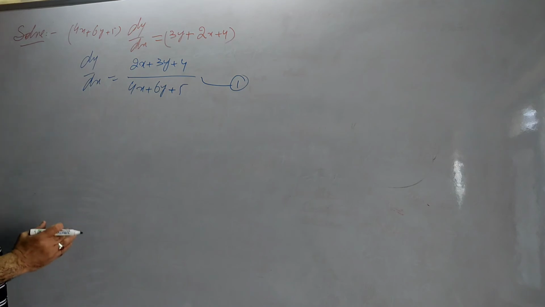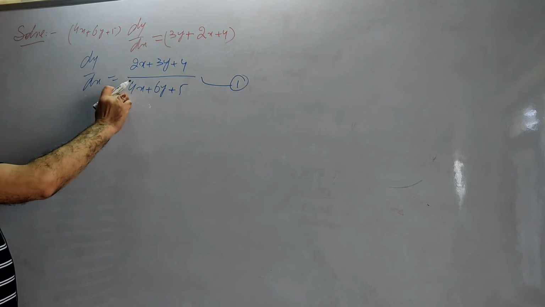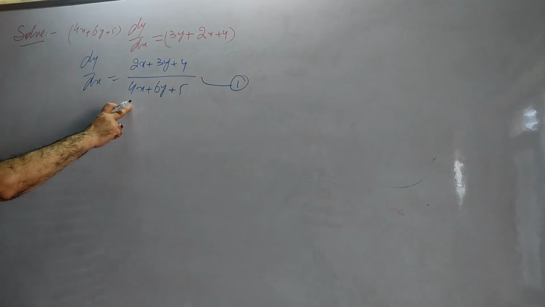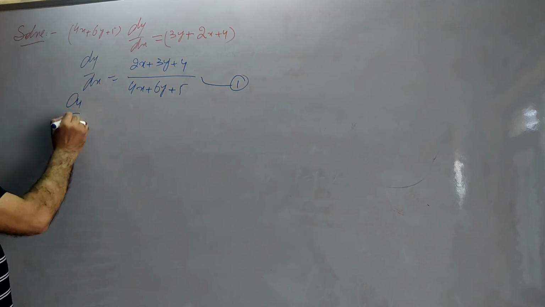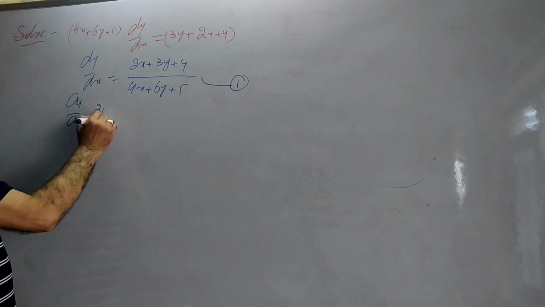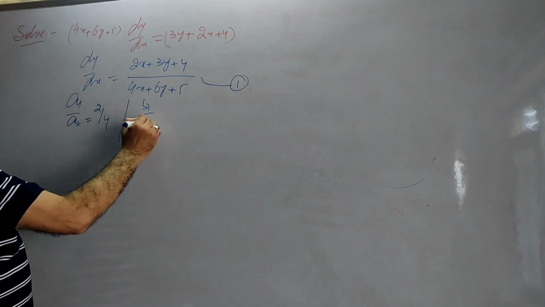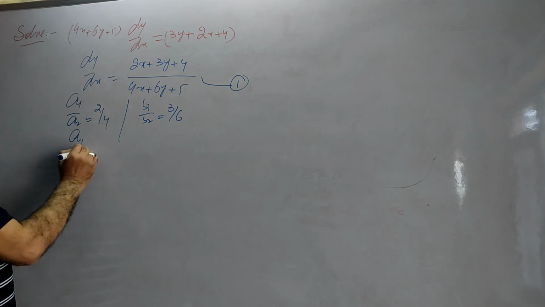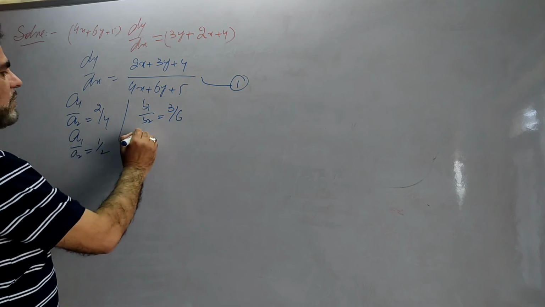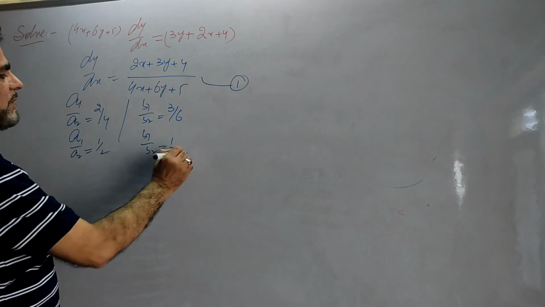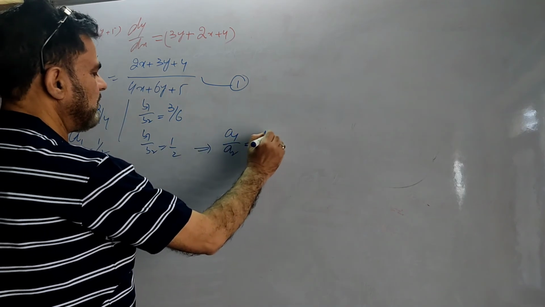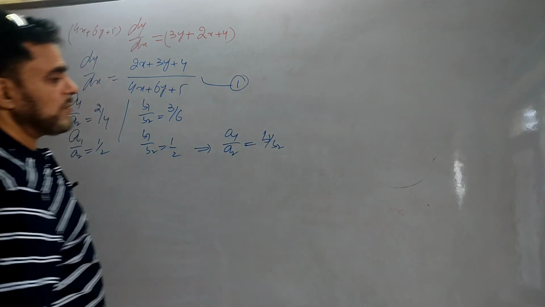You should be very cautious when you write this differential equation, because we have to take a1 by a2. a1 stands for the coefficient of x in the numerator, a2 is the coefficient of x in the denominator. Let us see what is a1 by a2 here. It is 2 by 4. What is b1 by b2 here? It is 3 by 6. This gives a1 by a2 is equal to 1 by 2, so b1 by b2 is also 1 by 2, which implies that a1 by a2 is equal to b1 by b2. What do we do now?